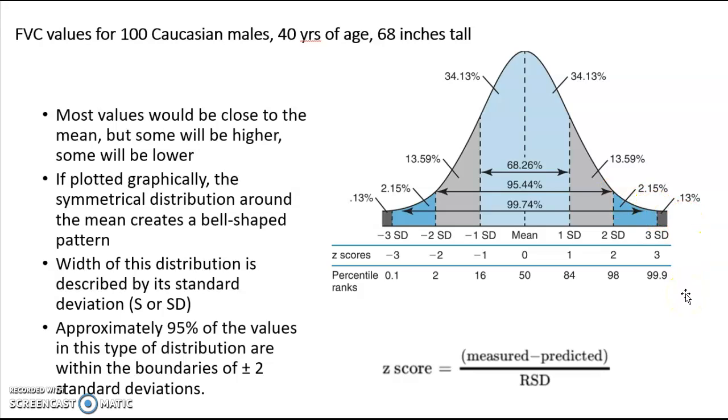The width of this distribution is described by its standard deviation, abbreviated as S or SD. So we have 1 SD, 2 SD, 3 SD, or -1, -2, or -3 SD. Approximately 95% of the values in this type of distribution are within the boundaries of plus or minus 2 standard deviations. You are going to see in your book they talk about a z-score, and that's just a statistical term. We're not going to go that deep into it, but if you like statistics, be sure you read up on that.